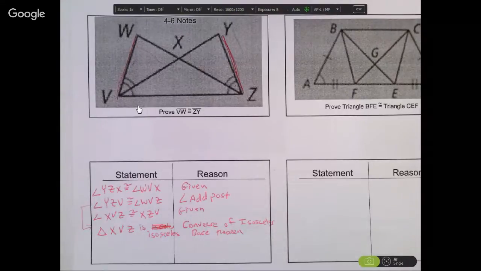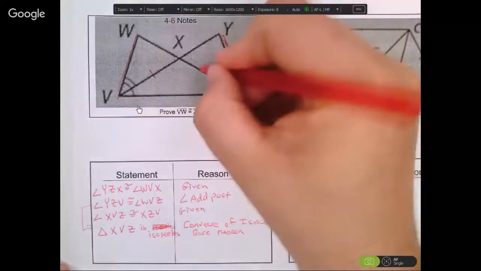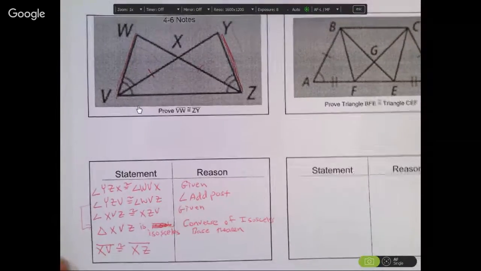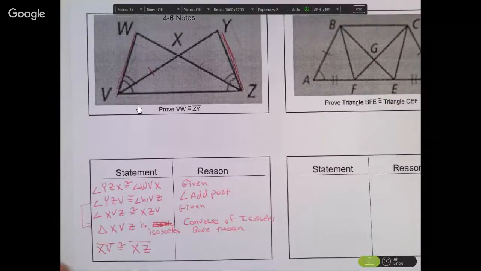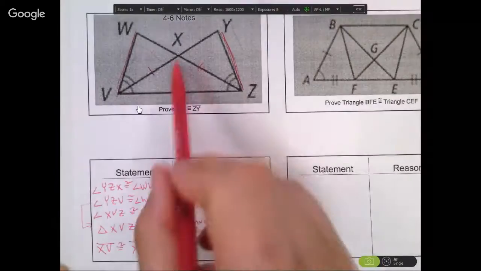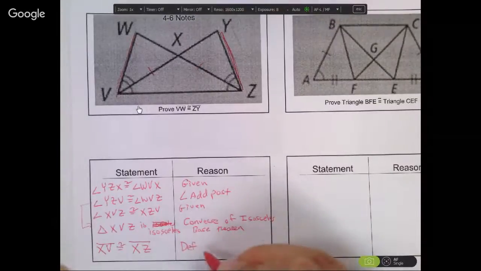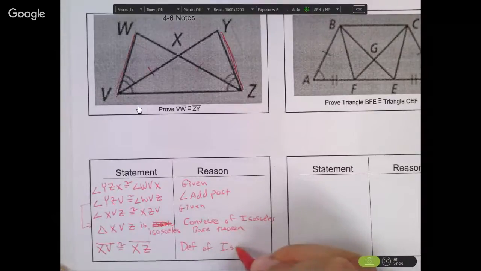Then can't you say that XZ is the same as XV? Yes. Because of that, we can say segment XV is congruent to XZ, by the isosceles base theorem. Now we've already said that this is an isosceles triangle, by the definition of isosceles triangle.